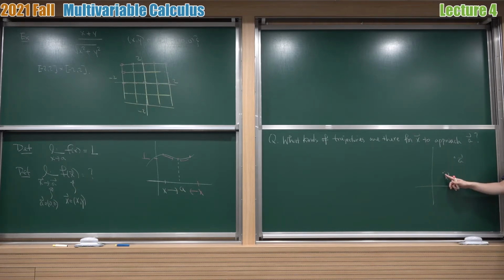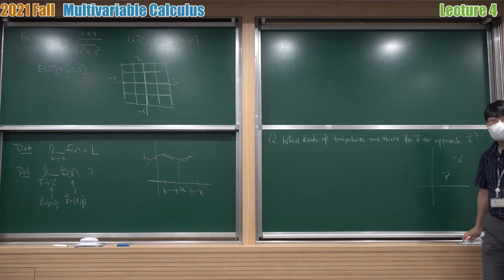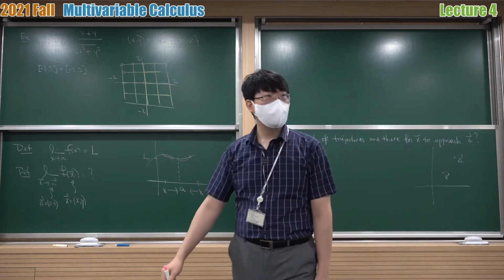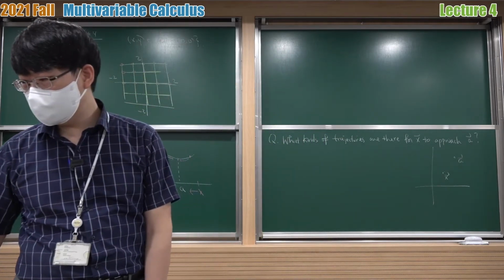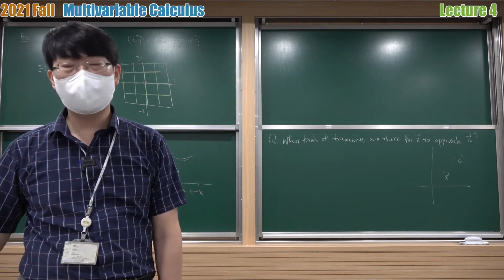What's the easiest way to move this point to this point? What's the easiest trajectory? And then?